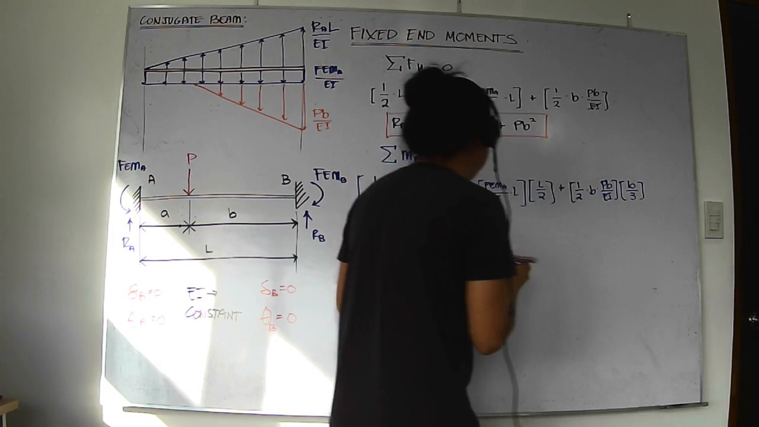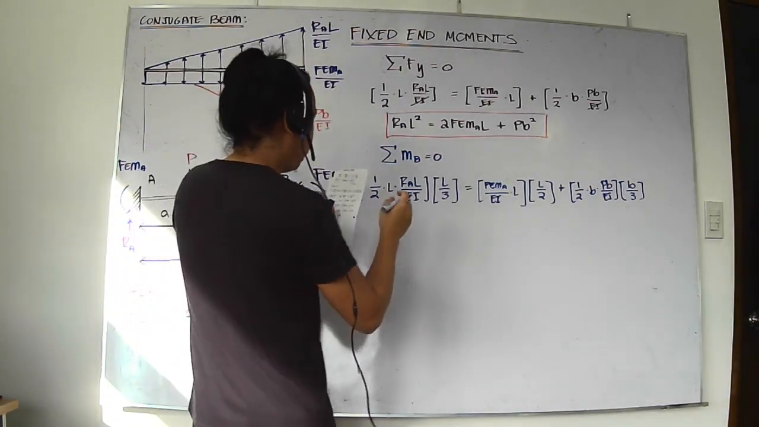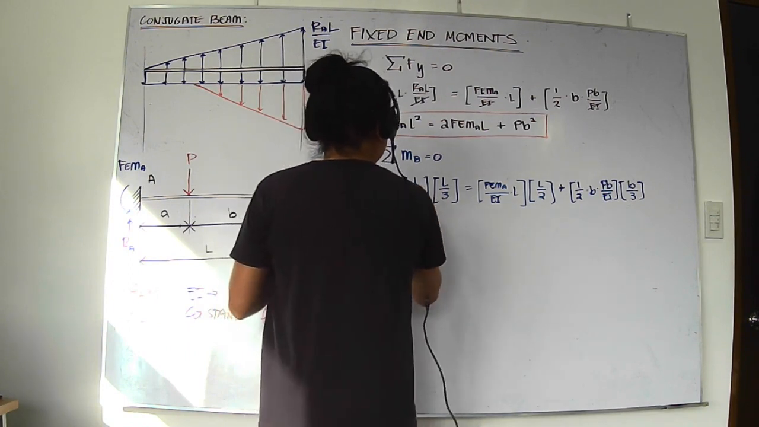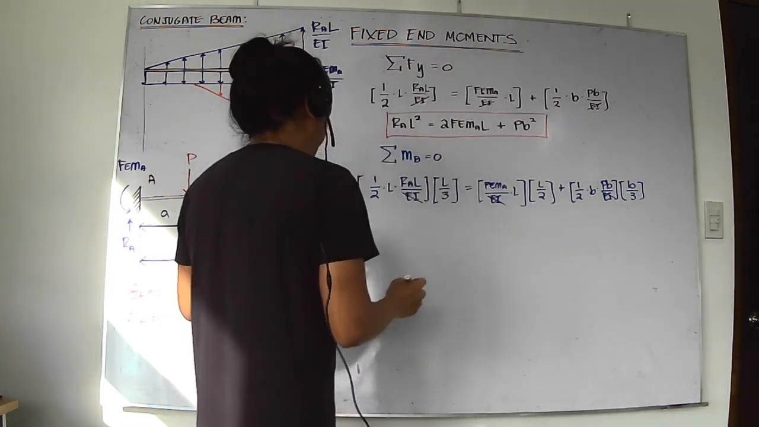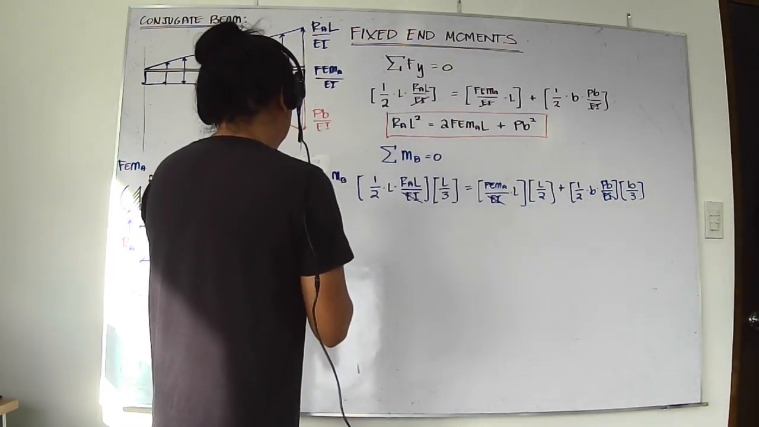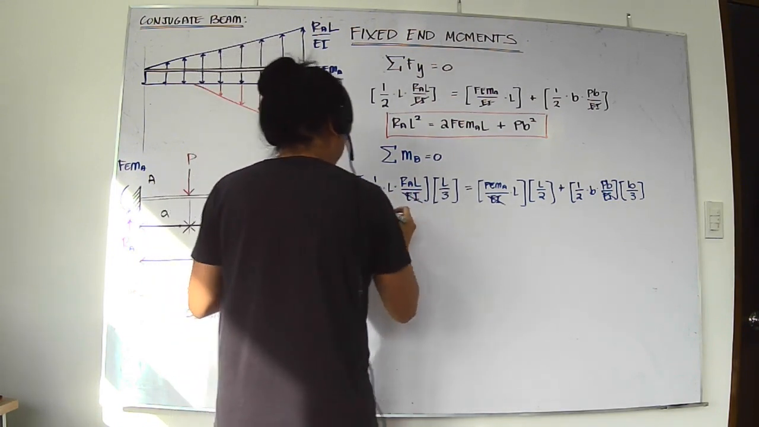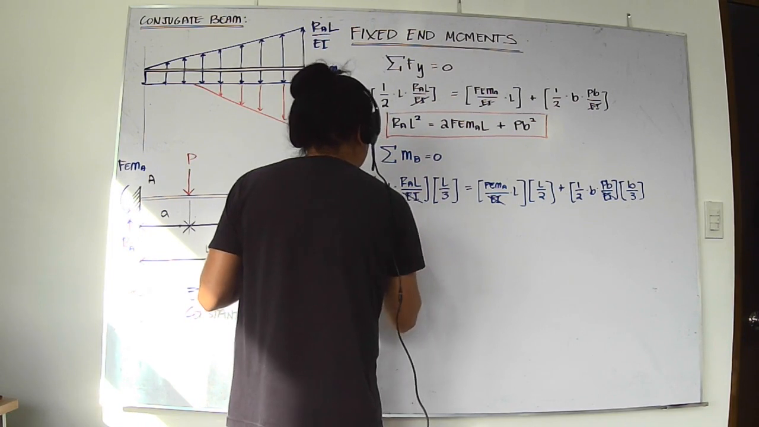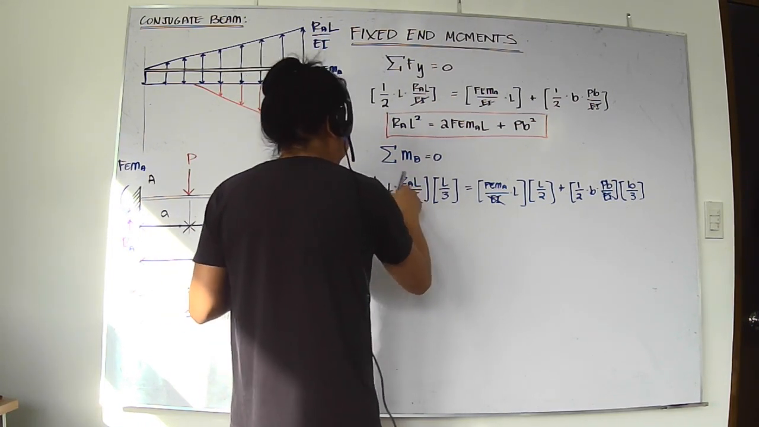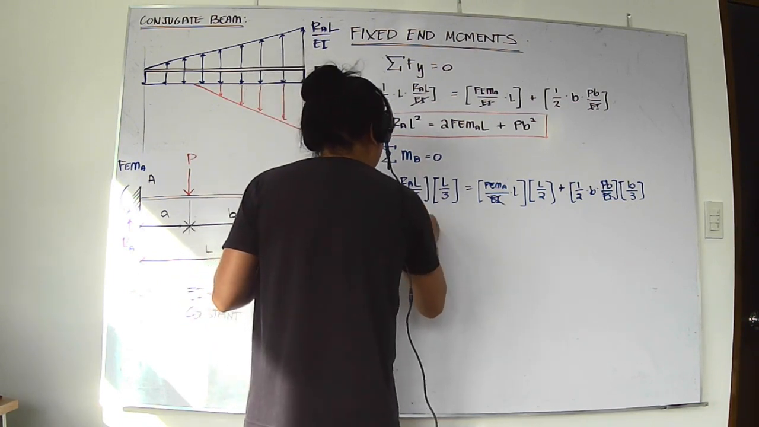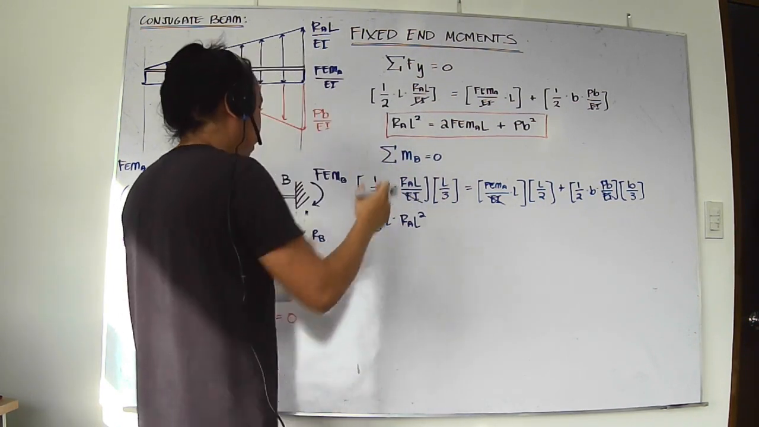We have something like this. Now, I want to cancel out EI. So, we have something like this. Also, 1/2 times 1/3 should be 1/6. This R, this L, I'll just retain here. RAL times L should be squared. 1/6 of RA, L squared.